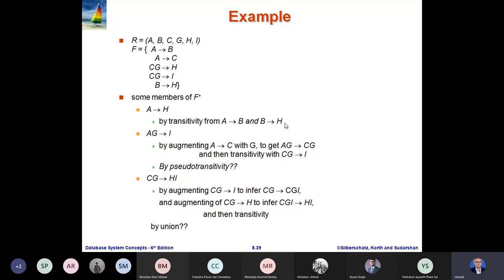So that is how, for any R and given set of FDs, you may not know just by looking at it which are the super keys or which are the candidate keys, but you can actually derive the F plus, and from there you can figure out which are the super keys and candidate keys.